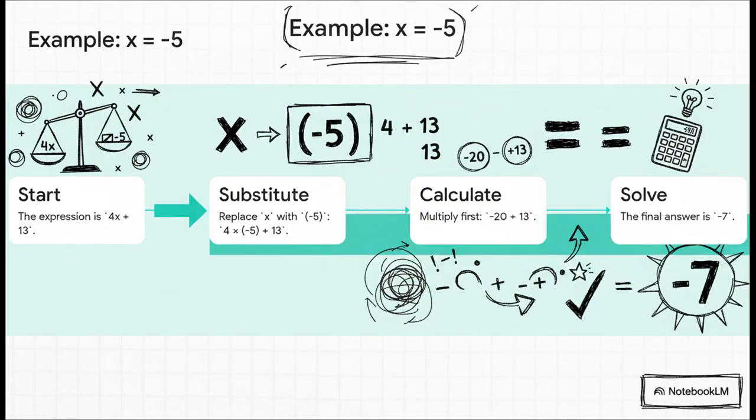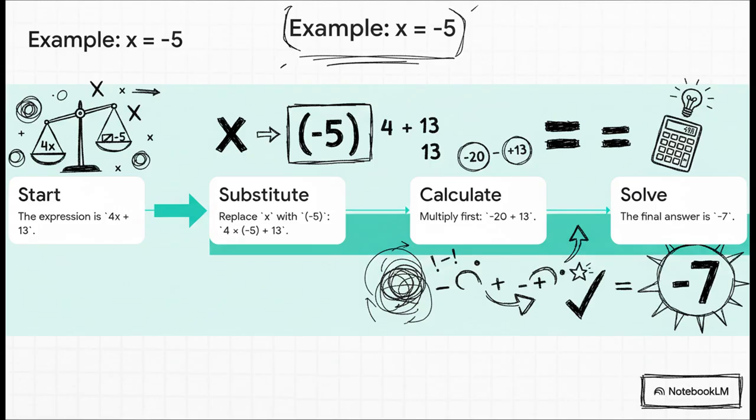Let's walk through one together. Our problem is 4x plus 13, and the instructions tell us that x is equal to -5. So our job is to substitute -5 everywhere we see an x. Now listen close, because this is a super important tip. Whenever you substitute a negative number, you should always put it in parentheses. So we write 4 times (-5) plus 13.